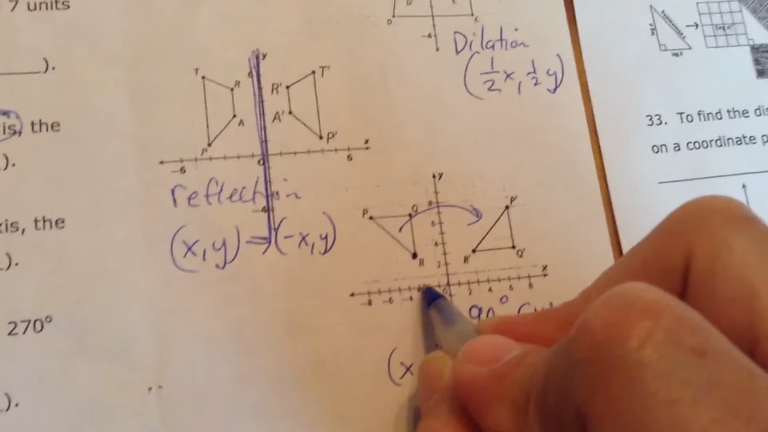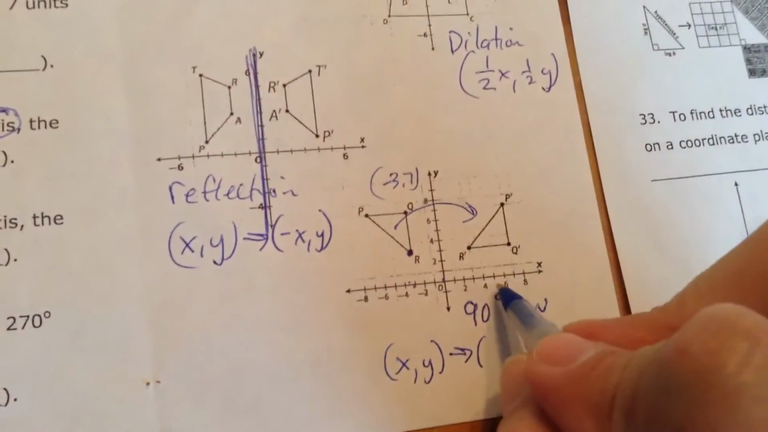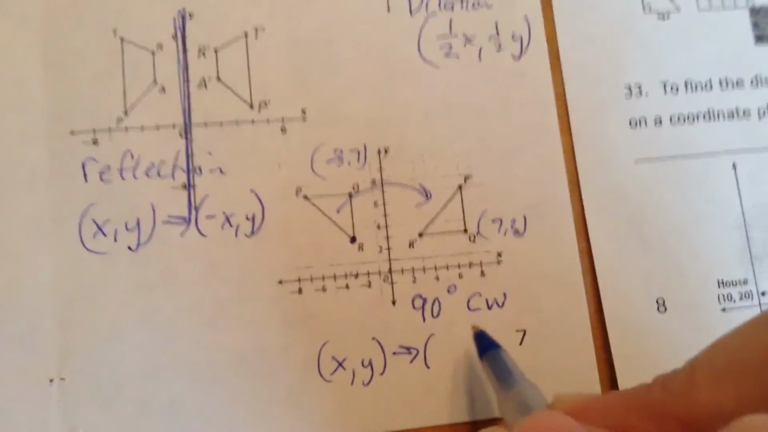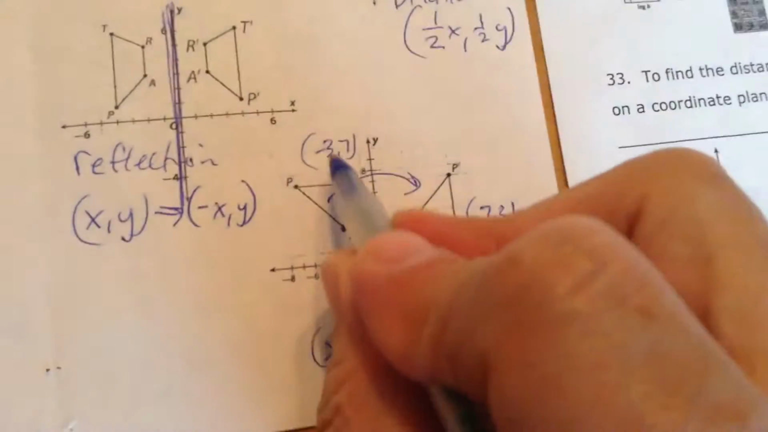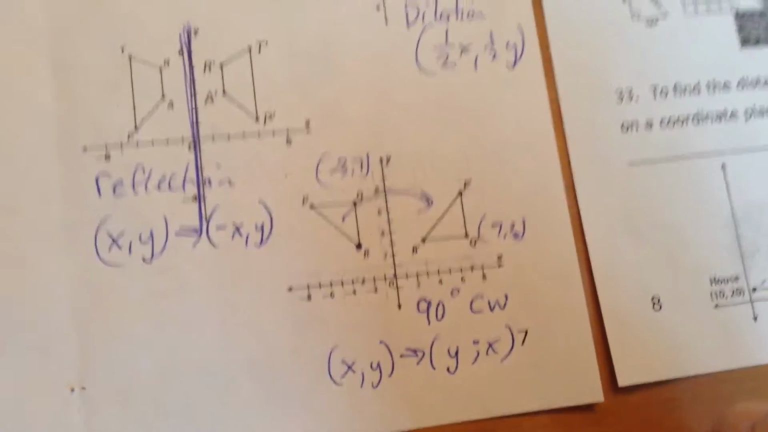Let's go to q. -3, +7. So that's where q is. And it became 7, 3. Okay, so as you see, they flipped the x and the y. And which one did they change the sign of? Well, the x was -3. So they changed that one. So that's where the negative sign goes.